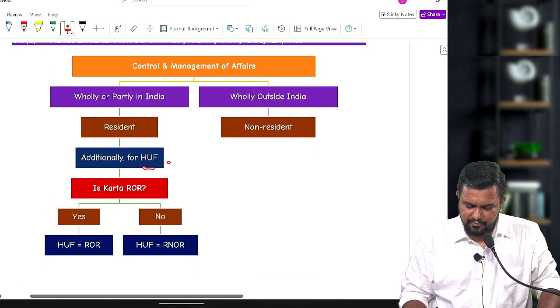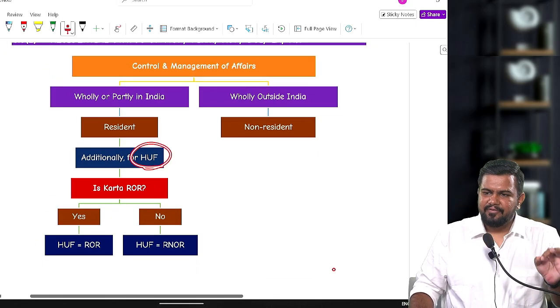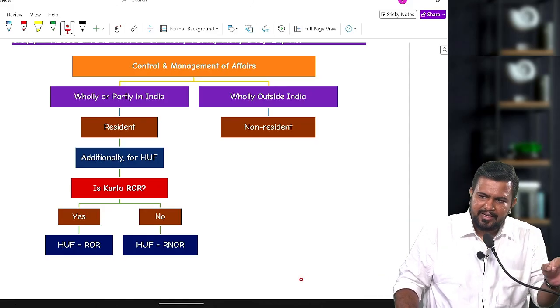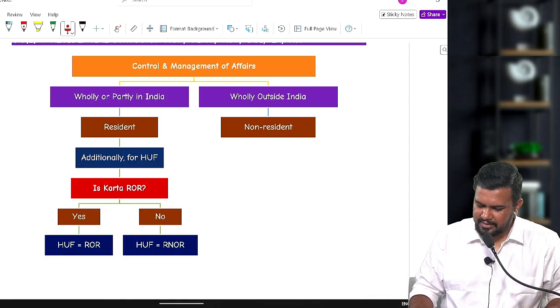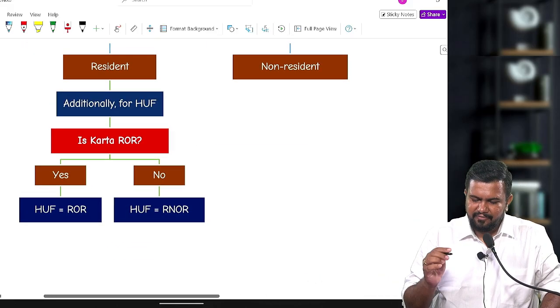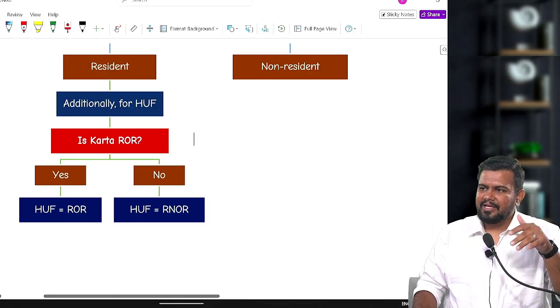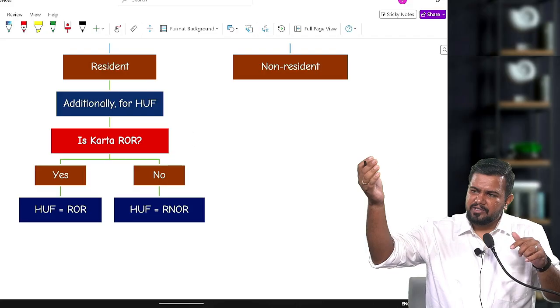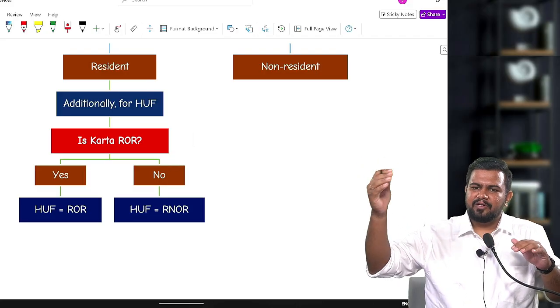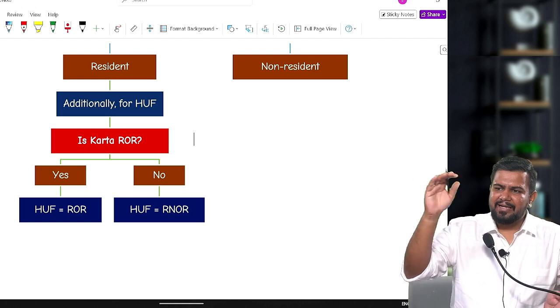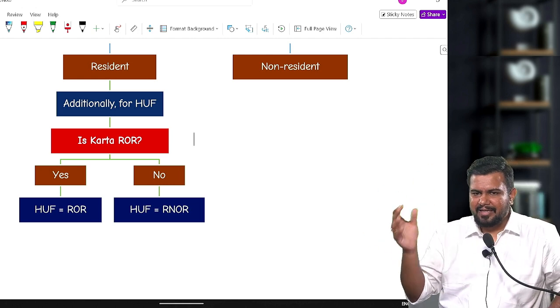In HUF, like an individual, you also have to find out whether the HUF is an ordinarily resident or not ordinarily resident. So how to find out? First you find out whether the HUF is a resident or not. How to find out? See control and management of affairs. If control and management of affairs is fully outside India, HUF is a non-resident. If it is partly in India, HUF is a resident.